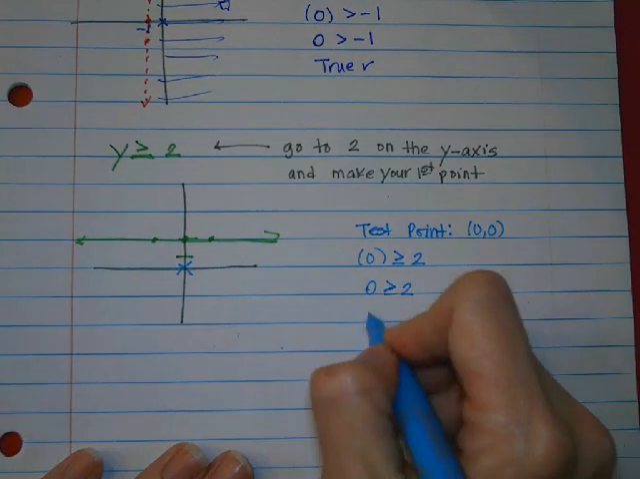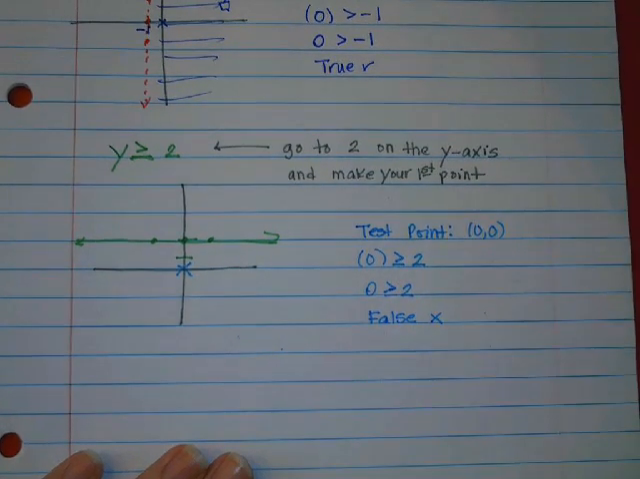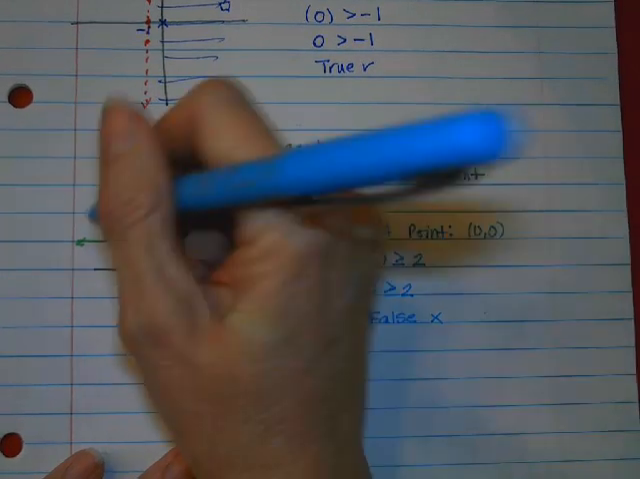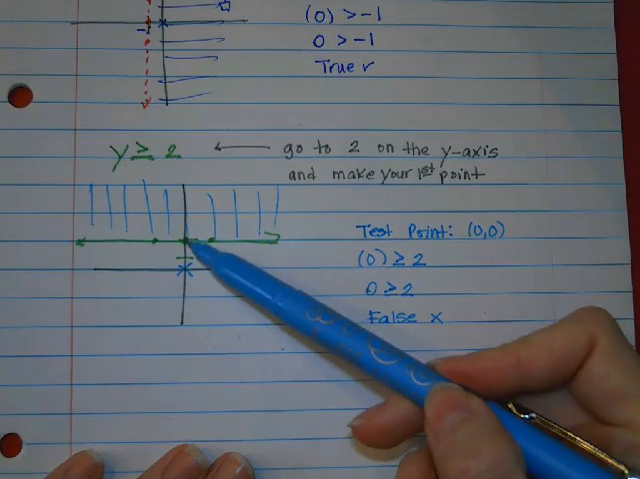You're correct, that is false. 0 is not greater than or equal to 2. That's a false statement. So we cannot shade on this side because that represents the true side. We'd have to shade on the false side, or all values bigger than negative 2 or above.